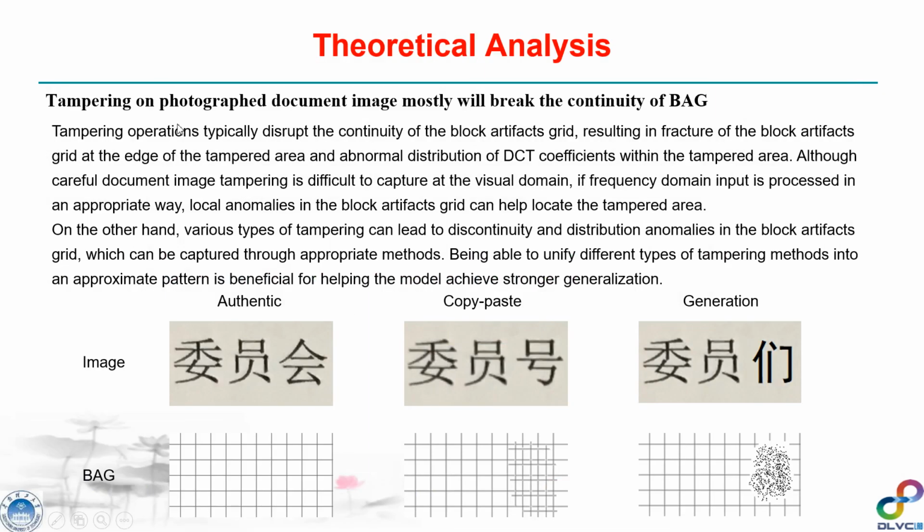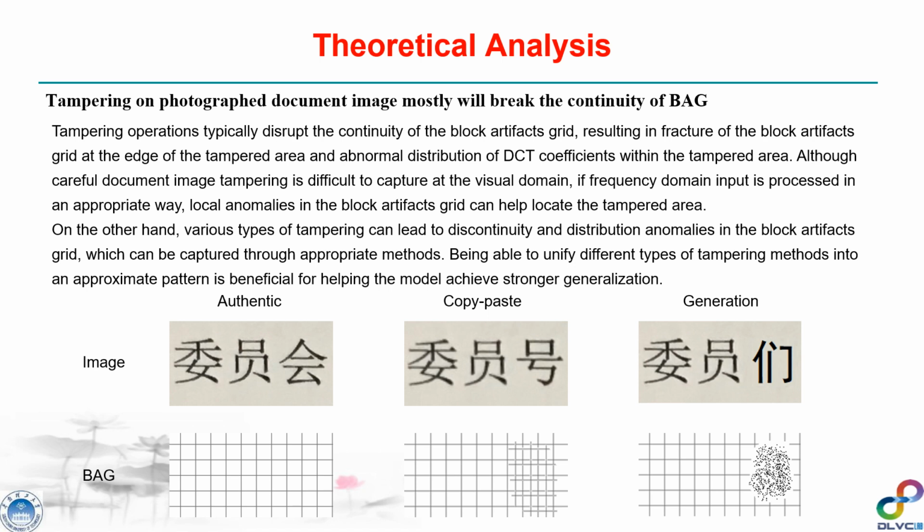Tampering operations typically disrupt the continuity of the block artifacts grid, resulting in fracture of the block artifacts grid at the edge of the tampered area and abnormal distribution of DCT coefficients within the tampered area. Although careful document image tampering is difficult to capture in the visual domain, if frequency domain input is processed in an appropriate way, local anomalies in the block artifacts grid can help locate the tampered area.